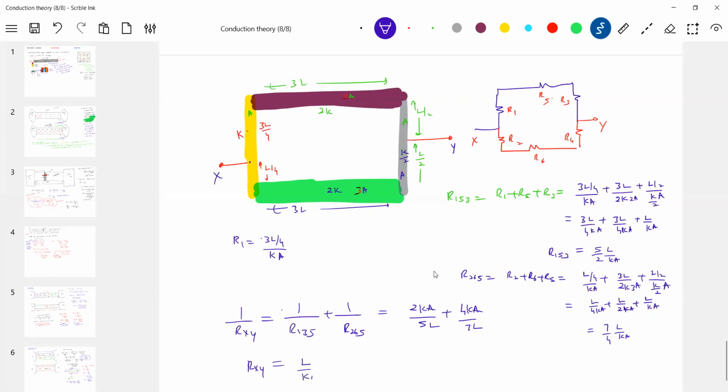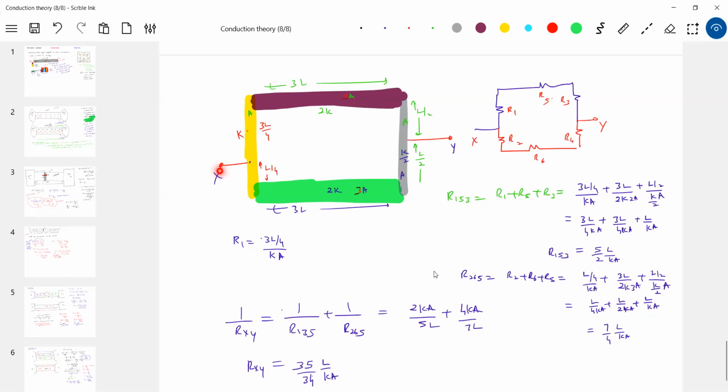35 by 34. So this will be the effective resistance, 35 by 34. 34 by 35? Sir, 35 by 34. Okay. Look at now, so this is the effective resistance.